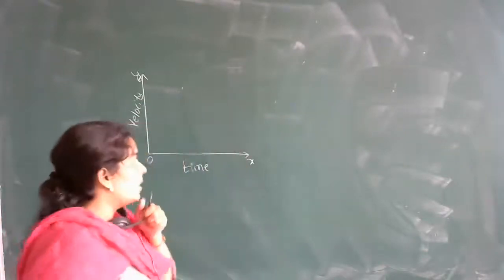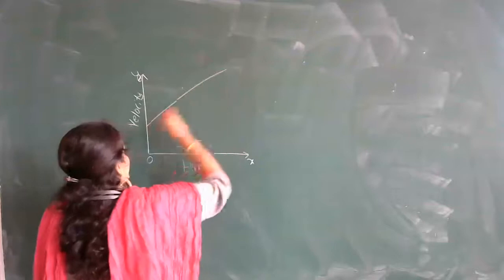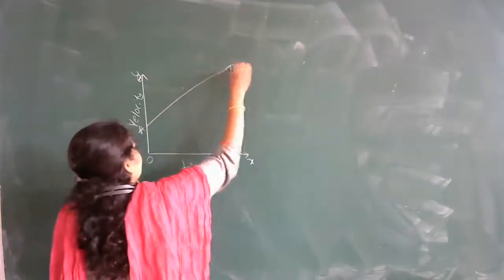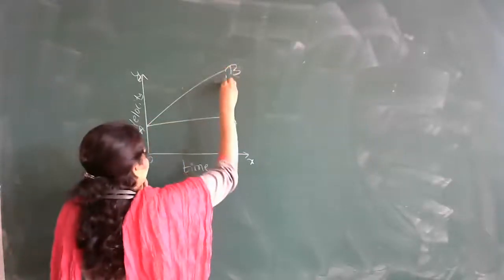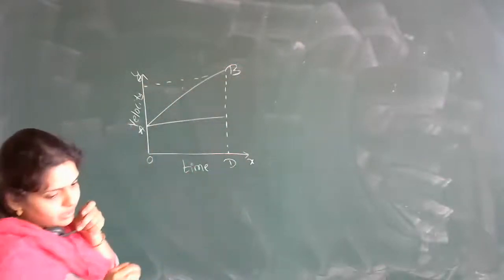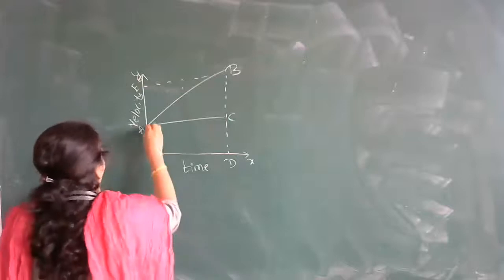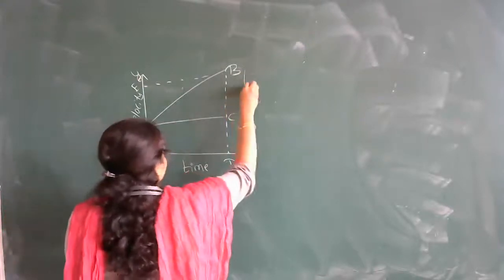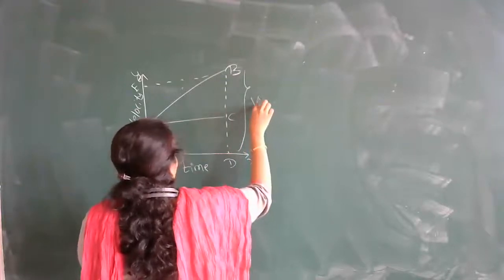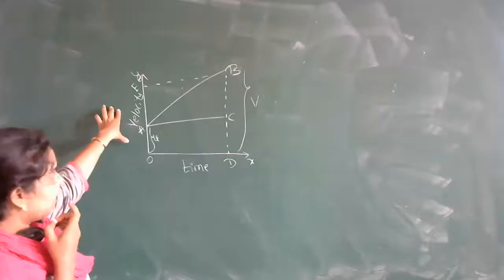So in this vt graph, I will consider the body moving from this point. First I will draw the nature of the graph, then after that I will explain what it is. Okay, so the nature of the graph is something like this. Along the x-axis we are considering time, along the y-axis we have velocity.